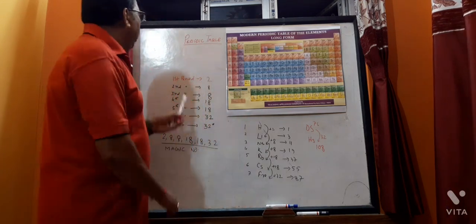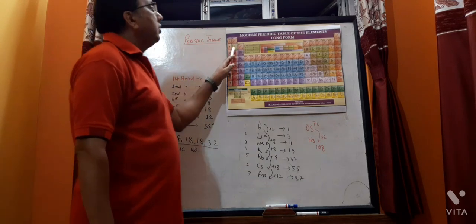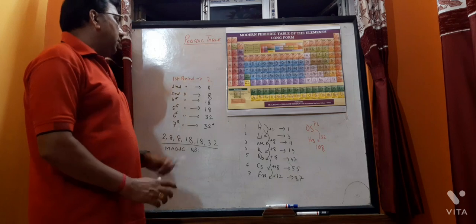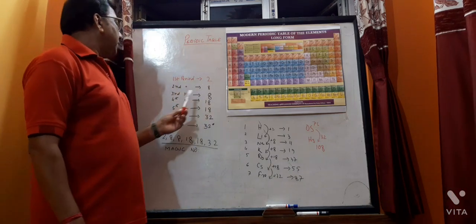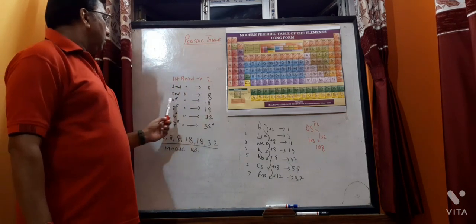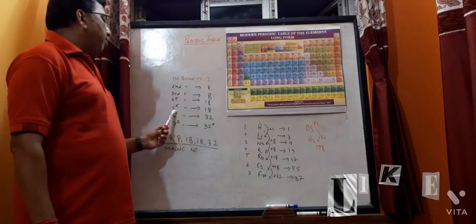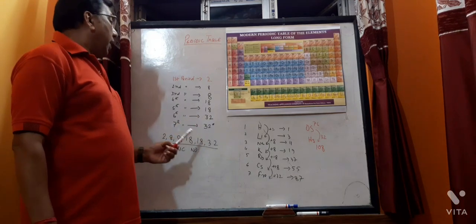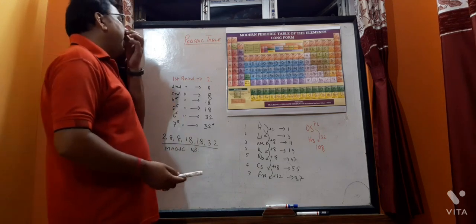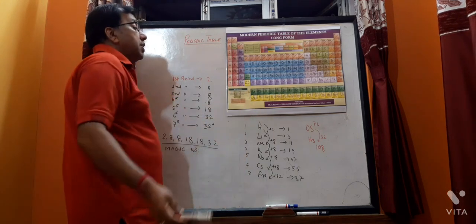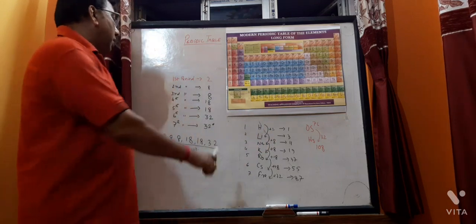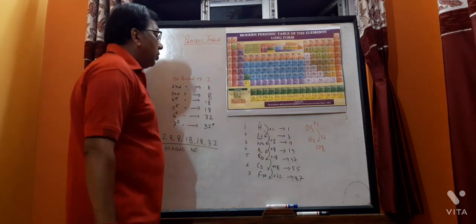See, in the first period, that is hydrogen and helium, only 2 elements are there. In the second period, 8 elements are there. Third period also 8. Fourth period 18. Fifth period 18 elements are there. Sixth period 32 elements, and the seventh period I will discuss later. It is not a completed period, that is 32 plus elements are there.